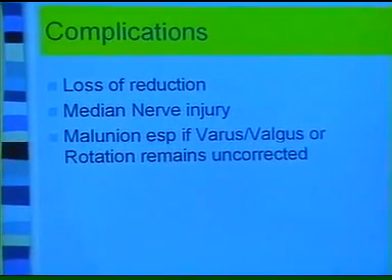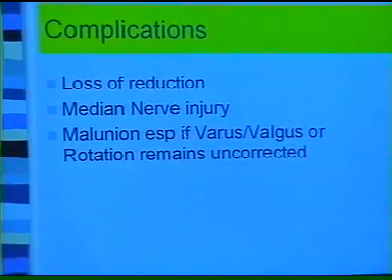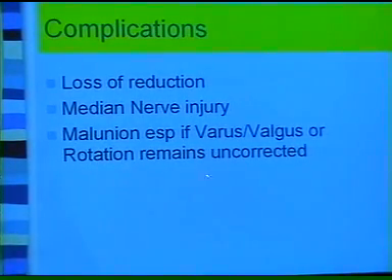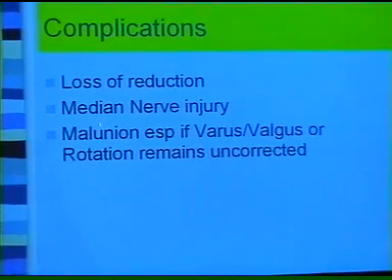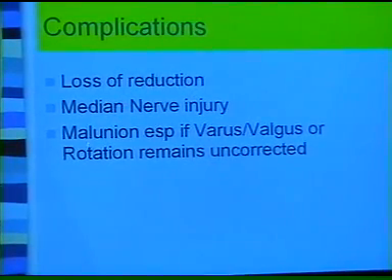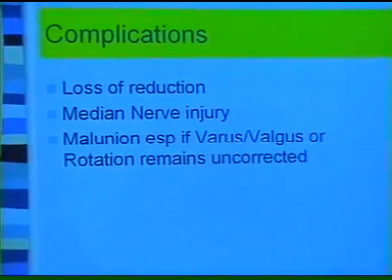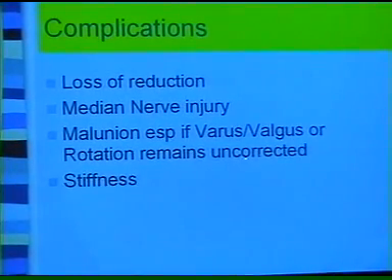Malunion, very common, late presentation, varus or valgus. This happens because of epiphyseal injury. So one side of the distal humeral epiphysis stops growing, the other side keeps on growing, and the angulation starts to develop. Rotation can remain uncorrected again.